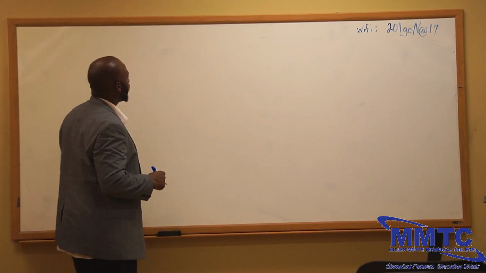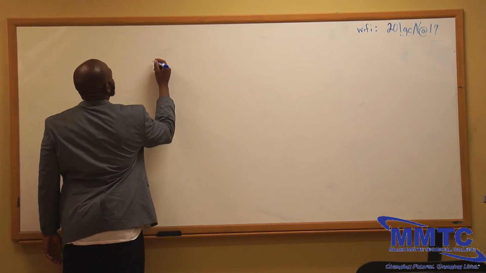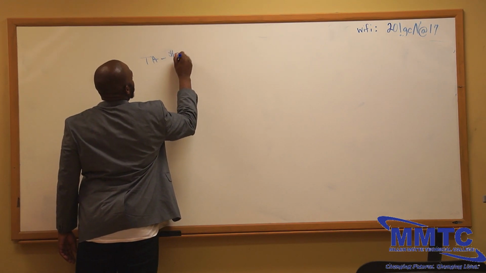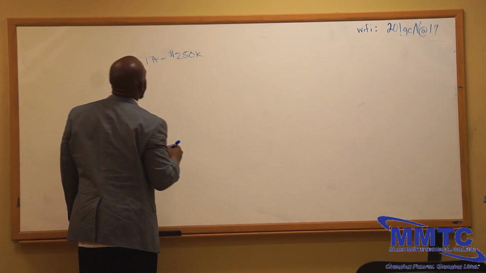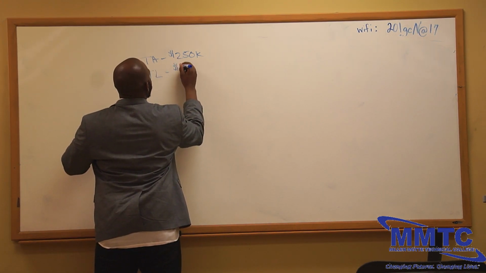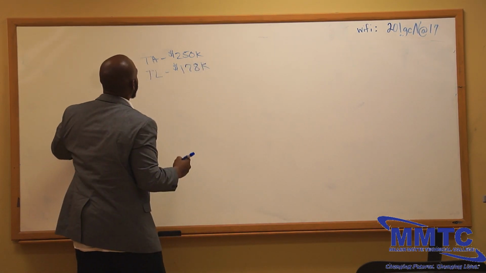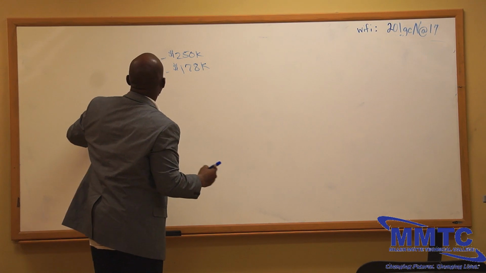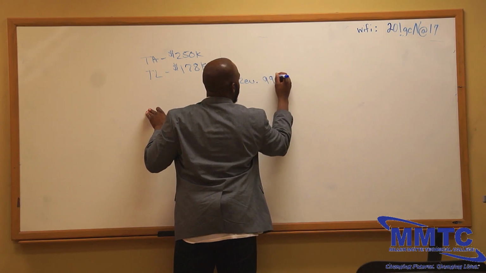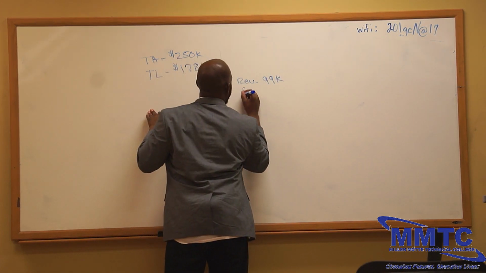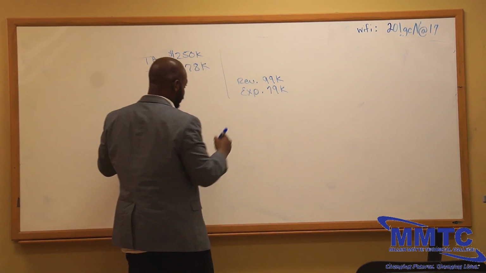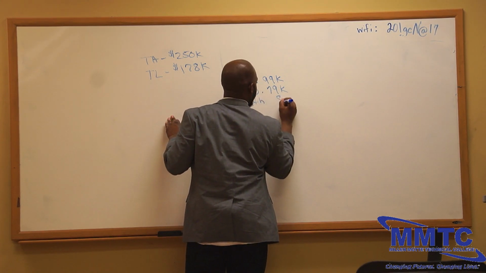Let's go. At the beginning of the current year, the trading company's total assets were 250,000. 250 grand for total assets at the beginning of the year. Its total liabilities were 178,000. During the year, the company reported total revenues of 99,000. Revenues were 99K. Total expenses were 79,000. The owner withdrawals were 8,000. The owner took out 8 grand in cash.